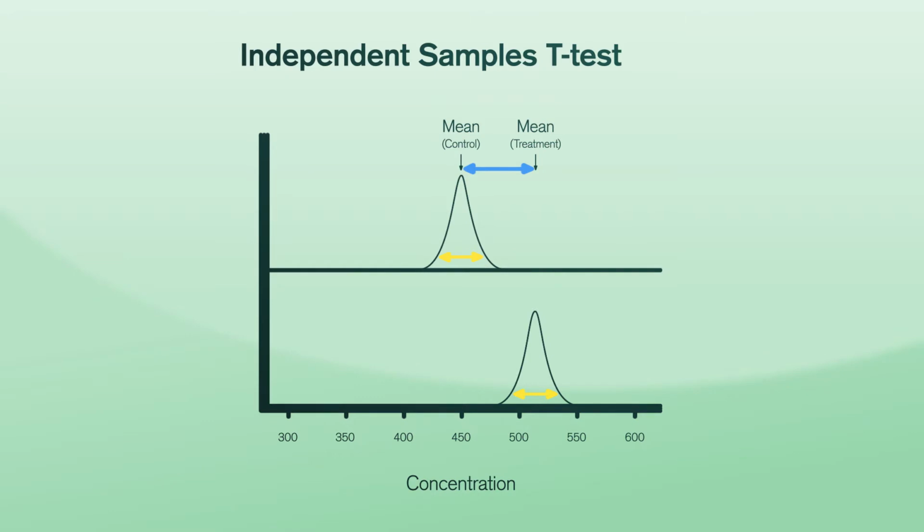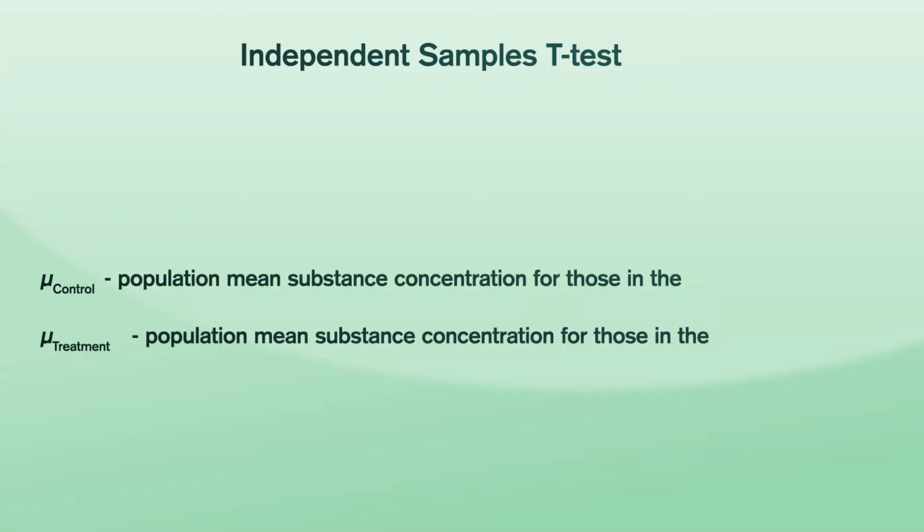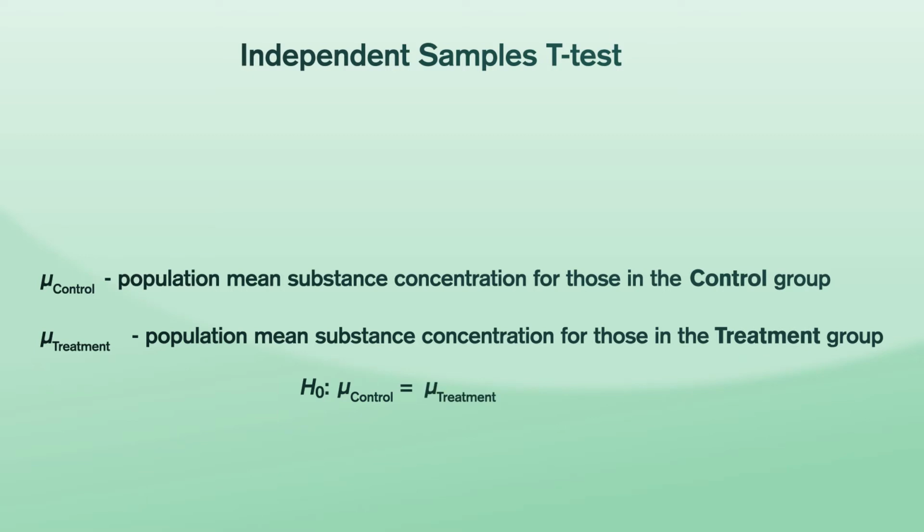To perform a formal test for a difference in the population means, known as the independent two samples t-test, we first use some notation for brevity. For our situation, mu control and mu treatment could respectively represent the population mean substance concentrations for those in the control group, those not exposed to the toxin, and those in the treatment group, those exposed to the toxin. Then the null hypothesis, denoted by H0, would be that the population mean substance concentration for those in the control group equals the population mean substance concentration for those in the treatment group.